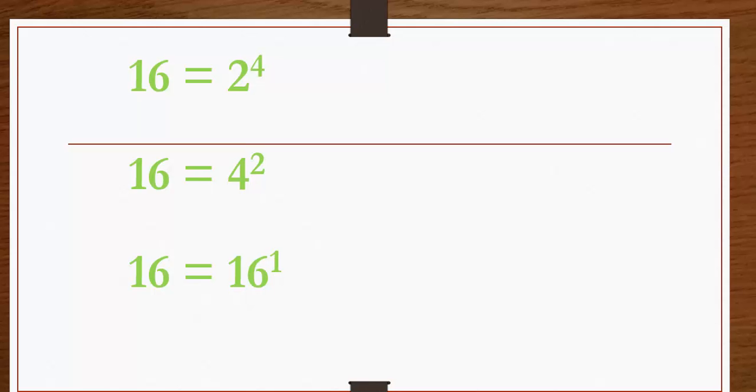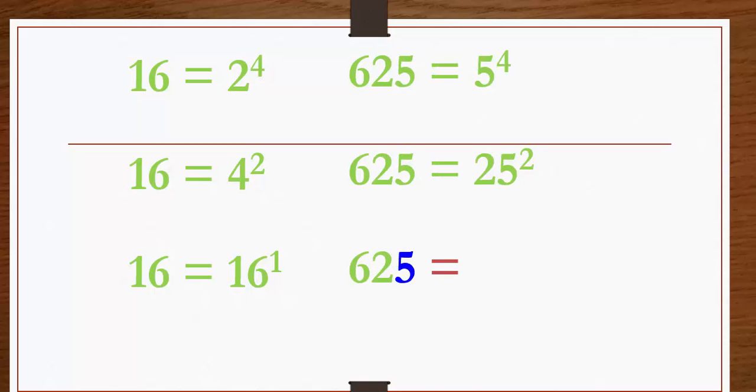16 can be expressed in three different forms as exponents: 2 to the power of 4, 4 to the power of 2, and 16 to the power of 1. There is another example here, 625. You can express this number as a power in three ways: 5 to the power of 4, 25 to the power of 2, and 625 to the power of 1.